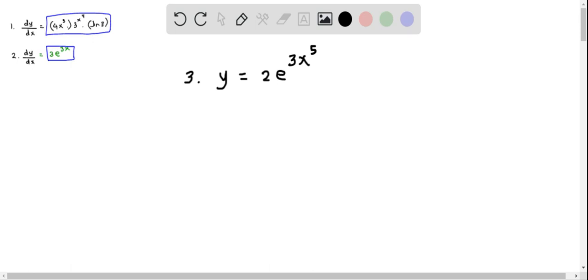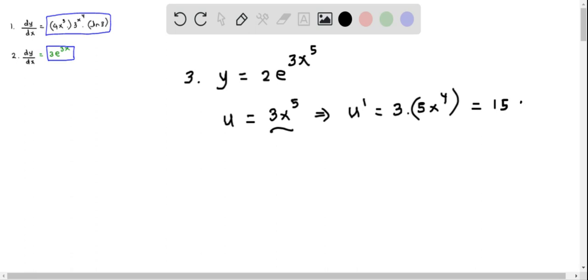Let's find the derivative of y equals 2 times e raised to the power of 3x^5. Once again we make the u substitution. Here we make u equals 3x^5, and we can find its derivative, u prime. We find the derivative of 3x^5 using the power rule. We put the 3 first, and the derivative of x^5 is 5x^4, so this becomes 3 times 5, which is 15x^4. Therefore the derivative of u with respect to x is 15x^4.